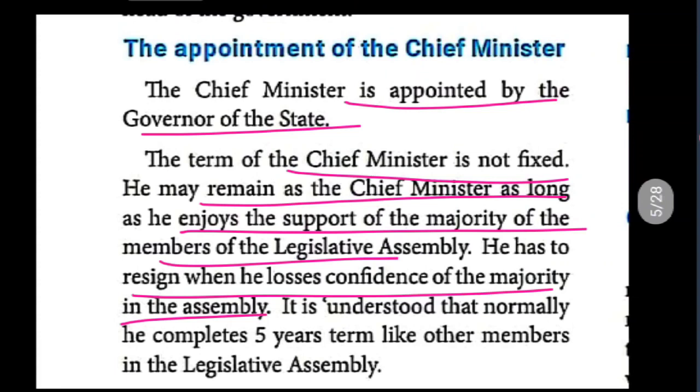Till that, he can continue as chief minister. Normally, how many years can he continue? Five years. The election is conducted once in five years, so he can work as the chief minister for five years. Yes, so that's the thing, children.